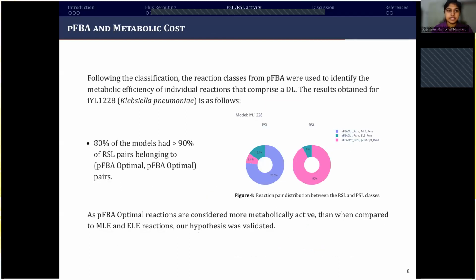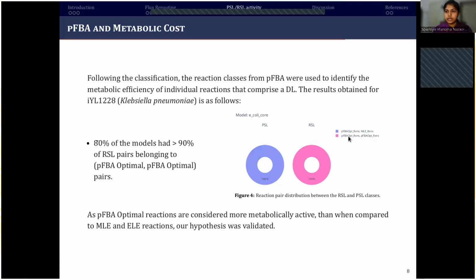The results that we obtained for this part of the study were followed by a PFBA, which was applied on all the reactions to identify the reaction flux. PFBA was used to identify how metabolically efficient each of these reactions were. What we found out was that about 80% of the models had greater than 90% of the RSL reactions belonging to a PFBA optimal pair. Because both RSL reactions are simultaneously active, it meant that the PFBA optimal pairs are the more metabolically efficient method.